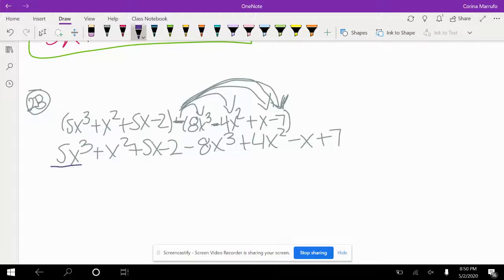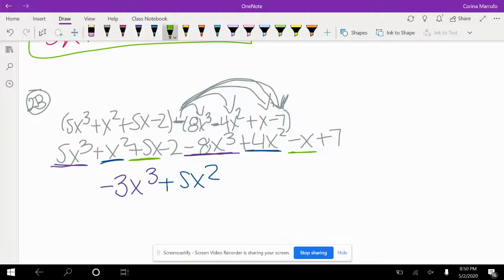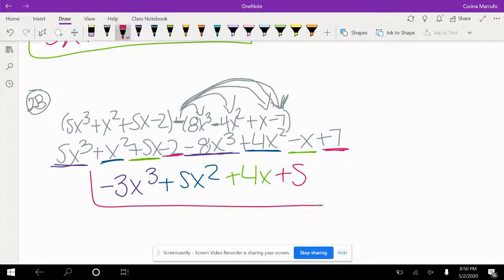So here we have 5x to the third power and then negative 8x to the third power. I believe you got this part correct. It gives you negative 3x cubed. And then we have x squared and a positive 4x squared. Together that gives us a positive 5x squared. Next we have a positive 5x and a negative x. That gives me a positive 4x, because 5 minus 1 gives you 4. And last we have this negative 2 and we're going to add it to a 7. So negative 2 plus 7 gives us a positive 5. And that would be your final answer.